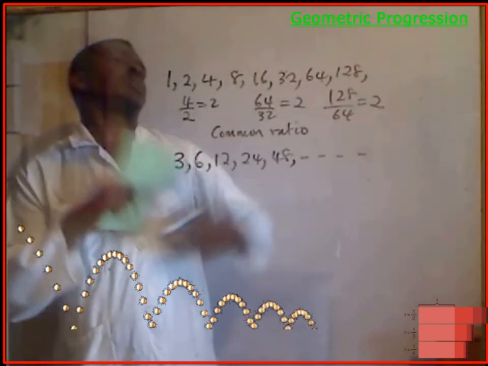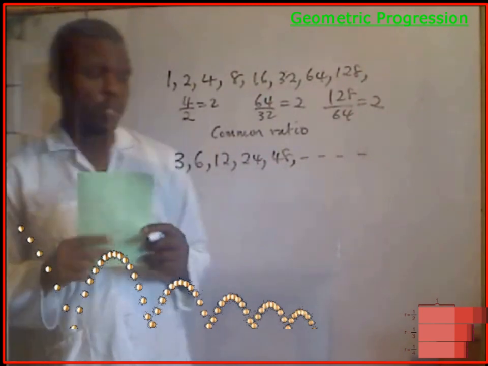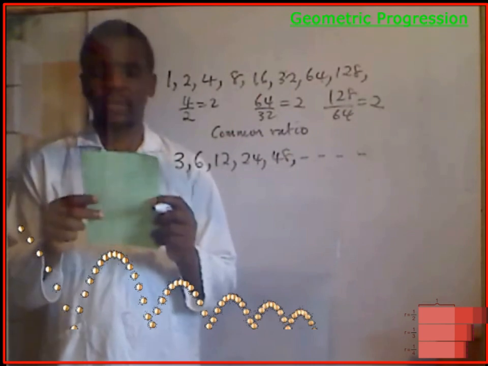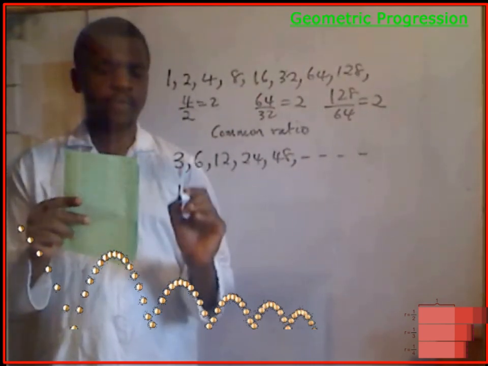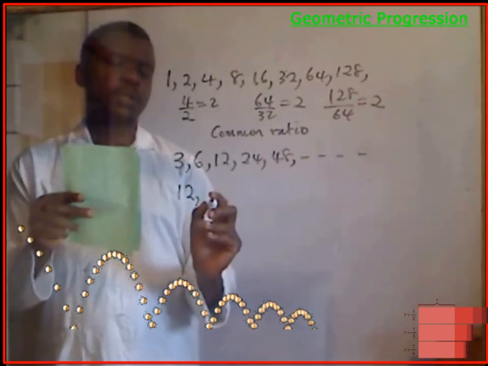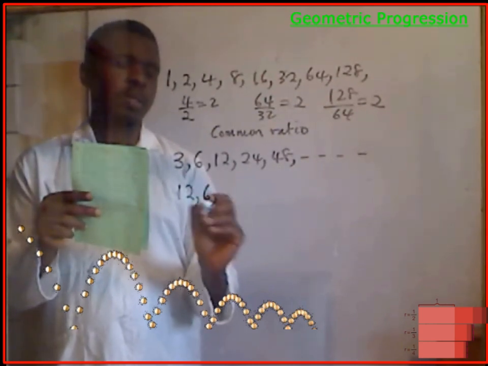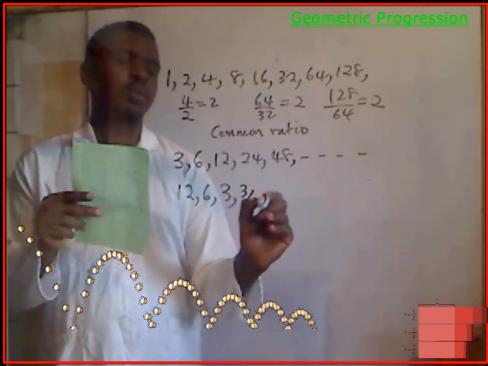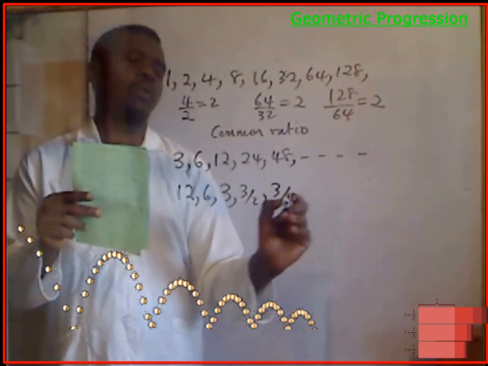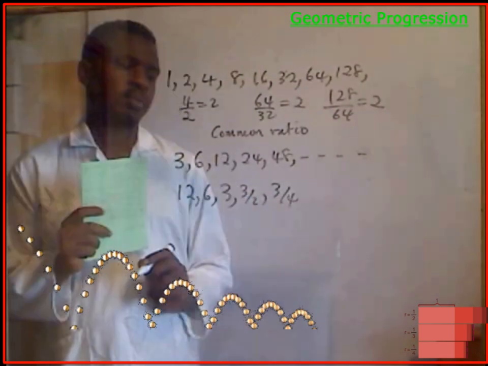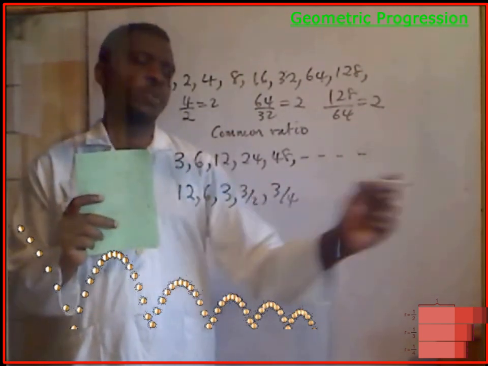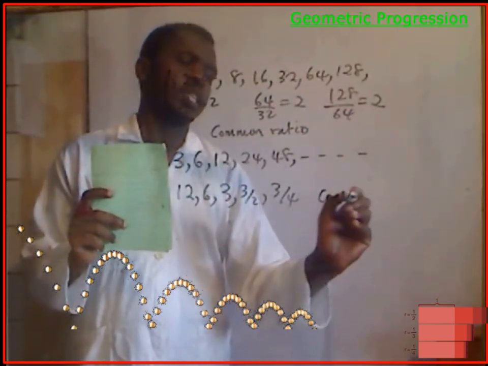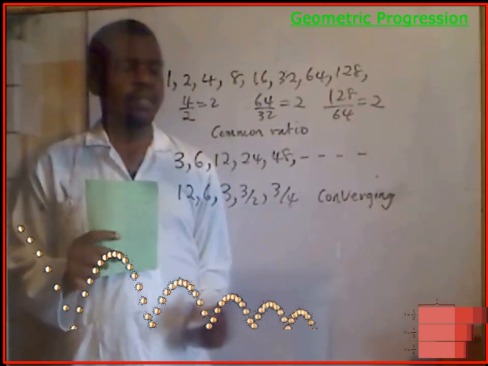The values increase. It's also possible to have a series where the values contract, that is, become smaller in size. Example, I could have 12 times half gives me 6, times half gives me 3, times half gives me 3 all over 2, times half gives me 3 all over 4. So we find that as we progress in the sequence, the values are reducing. So we call this convergence. Our sequence here is said to be converging.